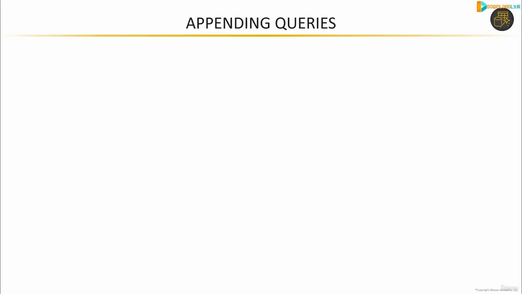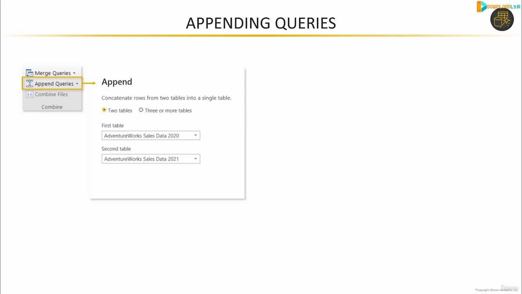Up next, we've got appending queries. And you'll find the appending queries tool right under Merge in the Home tab of the query editor. When you click that button, you'll see this really simple dialog box where you can choose to append either 2 tables or 3 or more together.